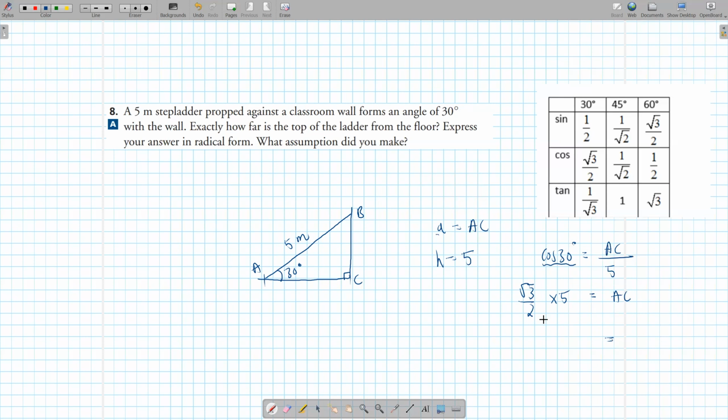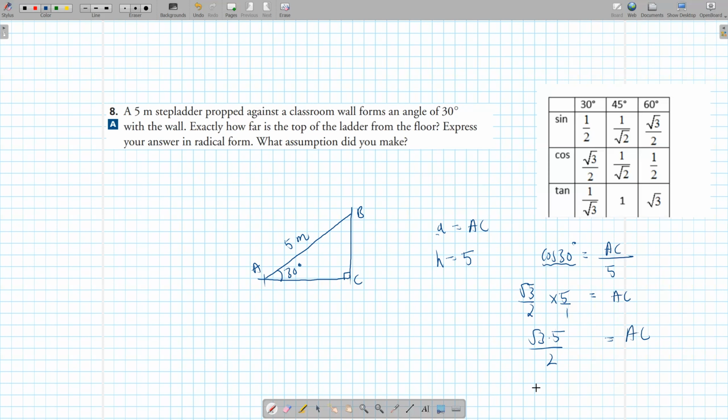Do you put a 1 in the denominator for 5? Yes, you do. The common denominator is 2, so you multiply by 2. No, you only use common denominators when you are subtracting or adding. No other time would you use common denominators. So in this case, you just multiply the numerator with the numerator. Don't plug this in a calculator because they want the exact value. So AC is going to be root 3 times 5 over 2.